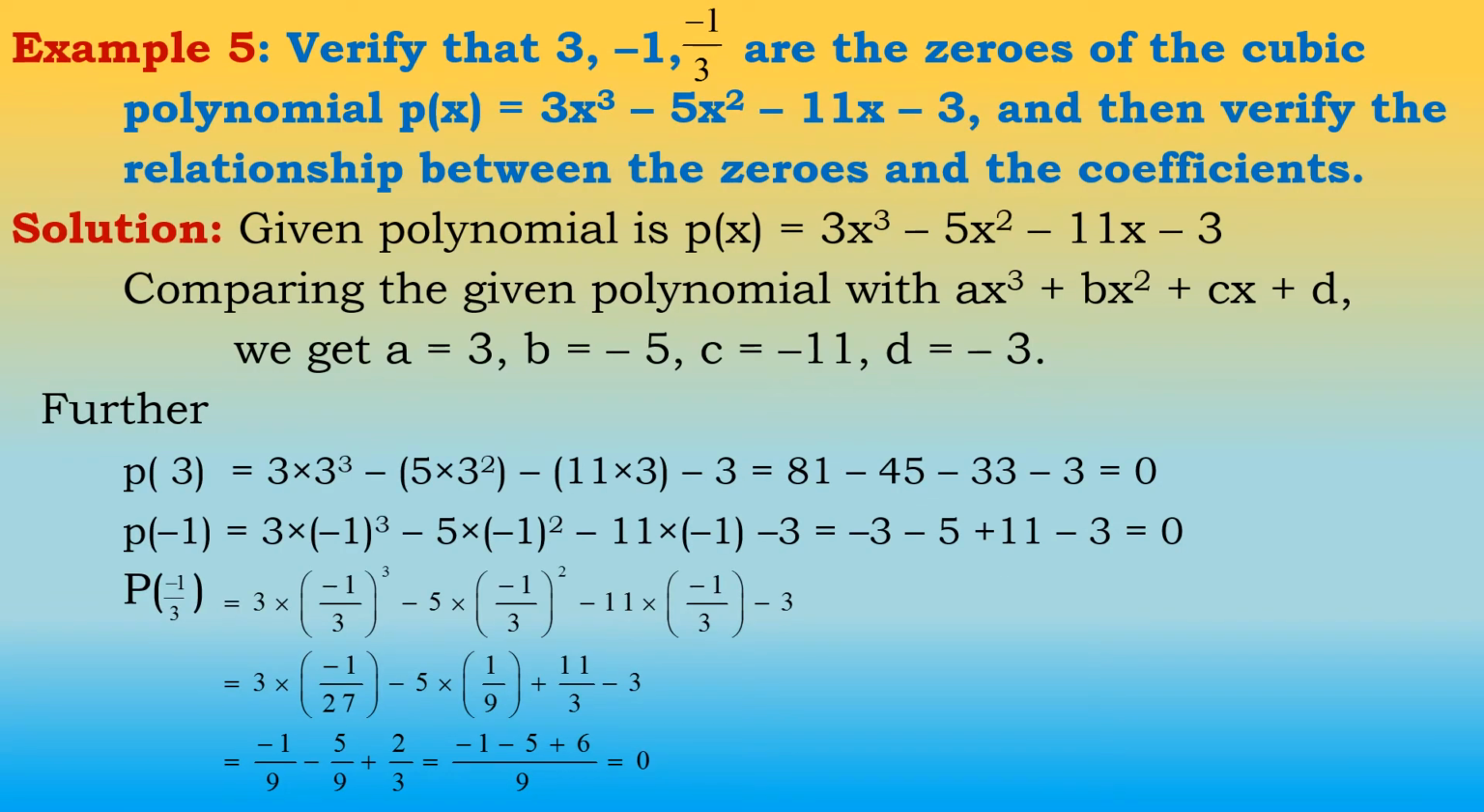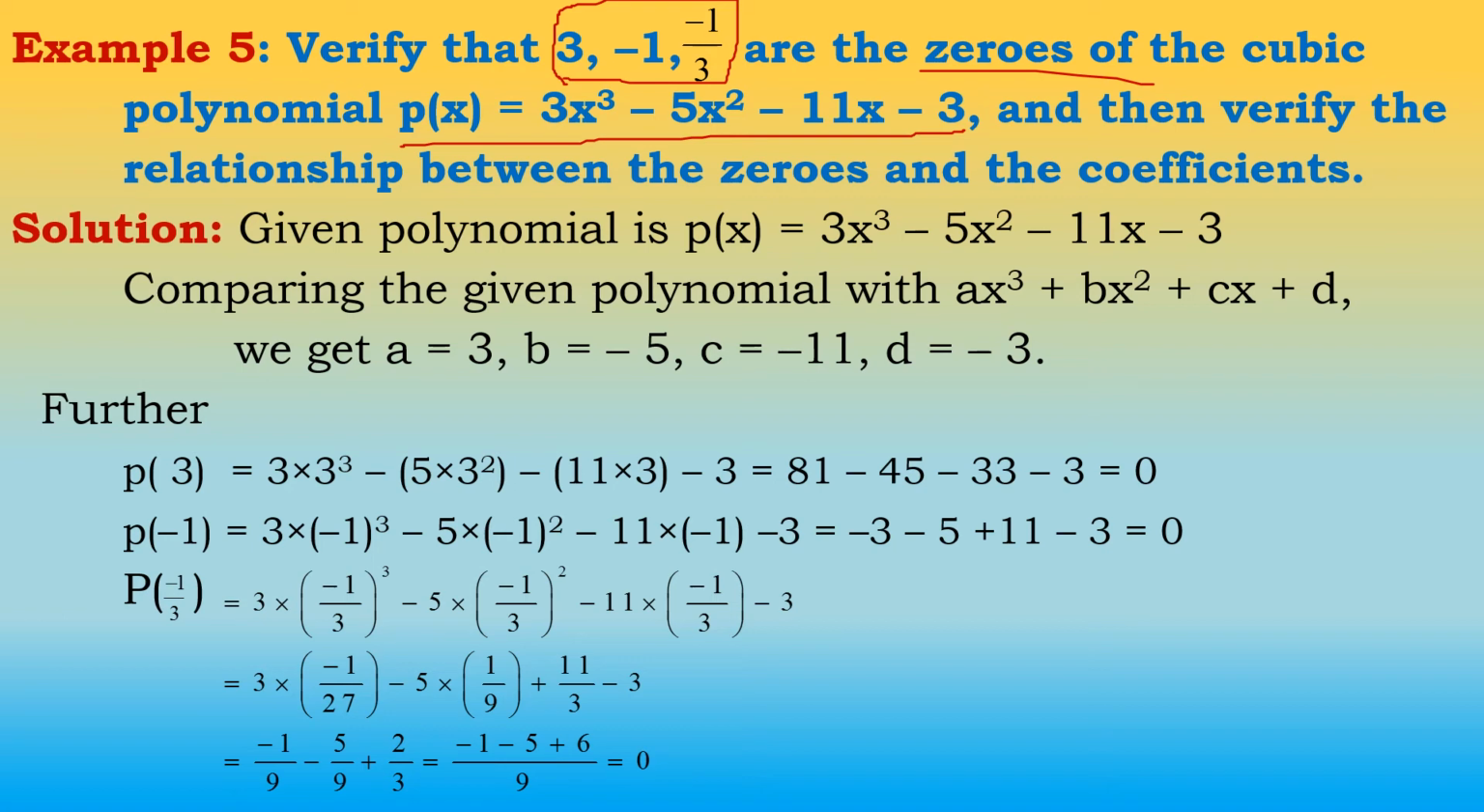Here we have example number 5. Verify that 3, minus 1, minus 1 by 3 are the zeros of the cubic polynomial p of x is equal to 3x cube minus 5x square minus 11x minus 3.